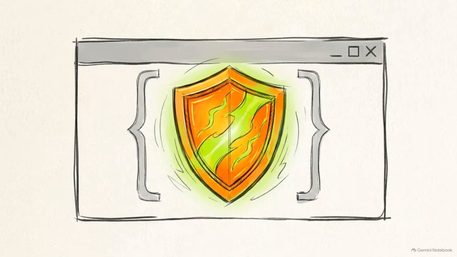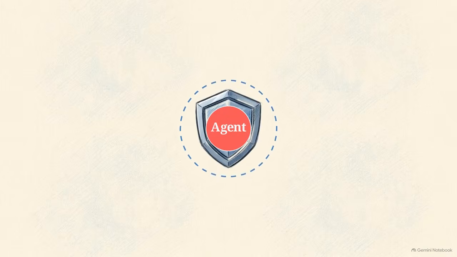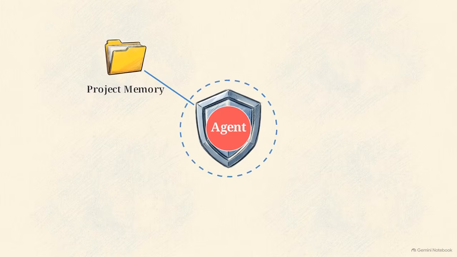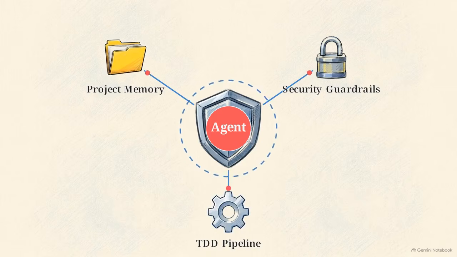We will use the Everything Claude Code Framework, or ECC. It operates as a stateful wrapper that surrounds your coding agent. Instead of starting every session with a blank slate, ECC forces the agent to read project memory, respect security guardrails, and adhere to a test-driven development pipeline.